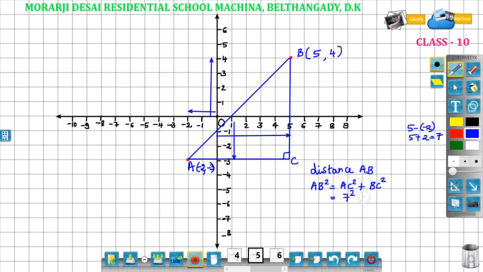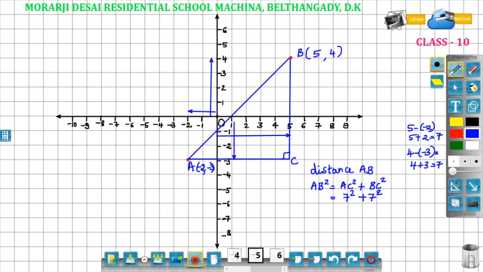Now distance BC. Line BC is parallel to the y-axis. You can count there. That is also 7 units. Or you can subtract the y coordinates because BC is parallel to the y-axis. Subtract the y coordinates of points A and B. That is 4 minus minus 3 is equal to 4 plus 3 is equal to 7.